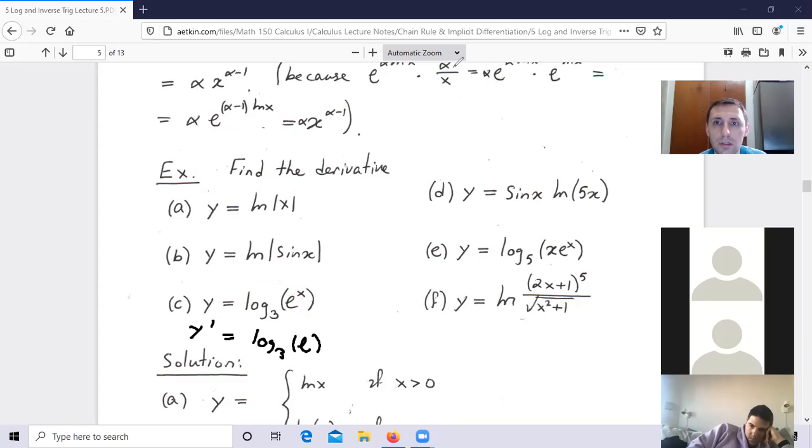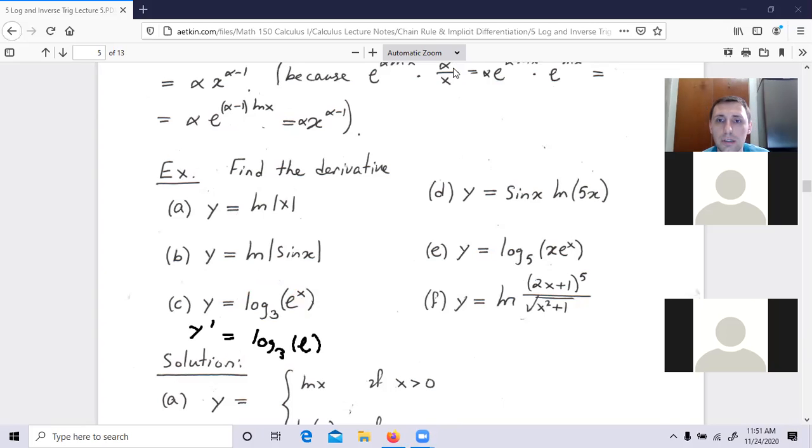Good. So next, please calculate d. What's the derivative of sine multiplied by ln of 5x? And do it fast, please.